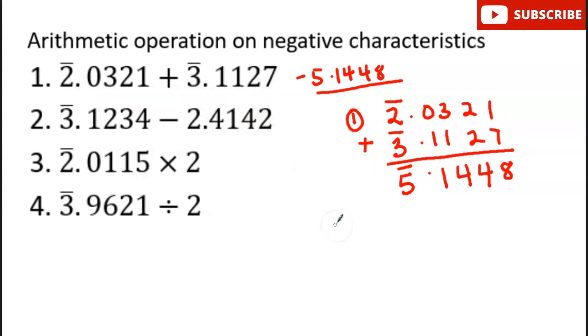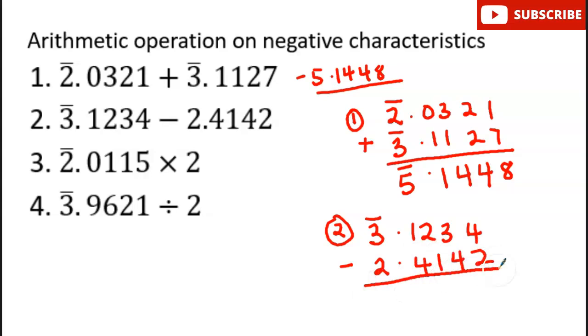And let's look at the second one. Subtraction. So 3 bar point 134 minus 2.4142. So let's perform the operation. 4 minus 2 is 2. 3 minus 4, we need to go and borrow. We borrow 1 here. So 1 plus 10 plus 3 is 13. 13 minus 4 is 9. Now what is left here is 1. So 1 minus 1 is 0.